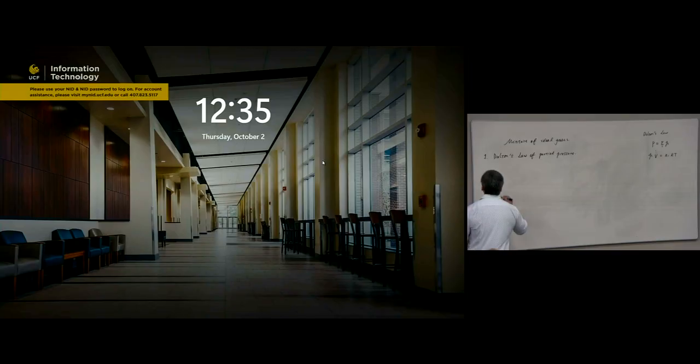Okay, so we're going to talk about the second topic. It's called the Gibbs free energy of an ideal gas mixture.